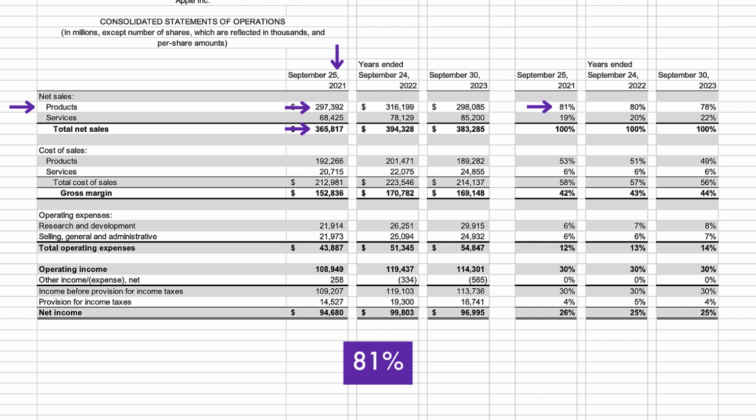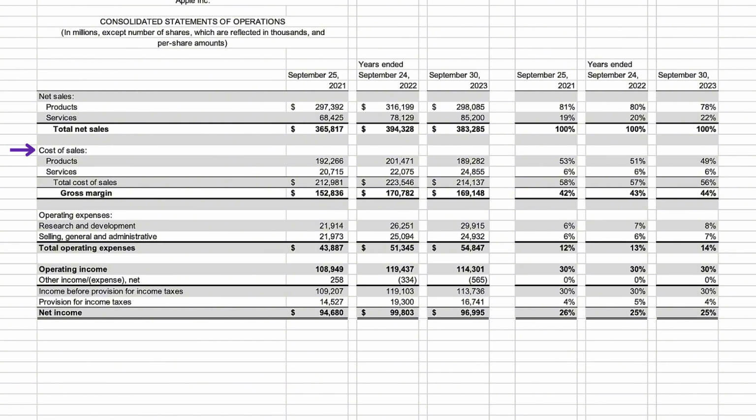And so basically you're trying to figure out what the percentages are for each of these line items. So if you apply this formula to cost of sales, you have a different numerator, which is the 192,266, but the same denominator. The denominator for all these formulas would be the total net sales for this particular company. And for this one, we see that it's also going to be 365,817. And the cost of sales for the product side is 53%. So you just make this formula all the way down.